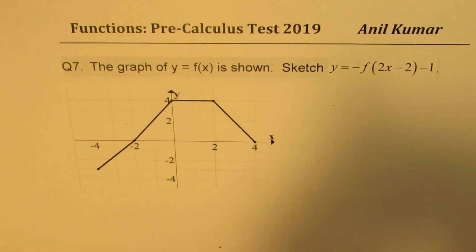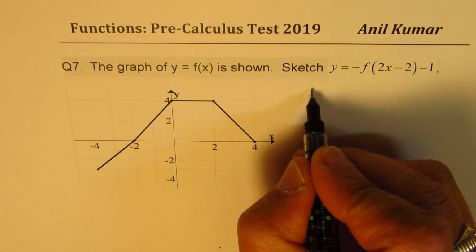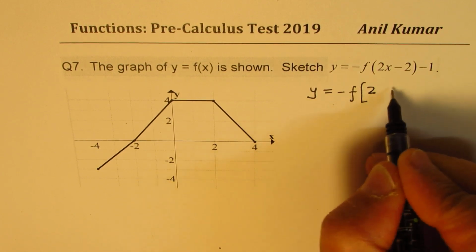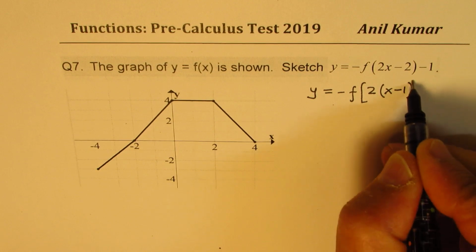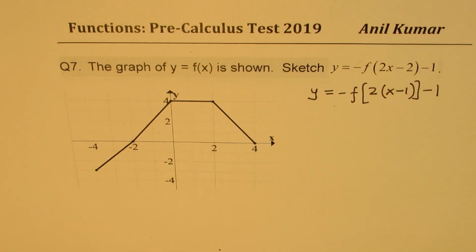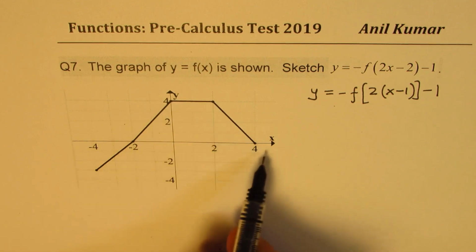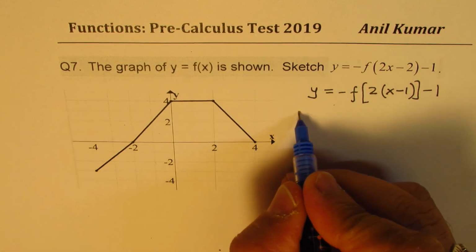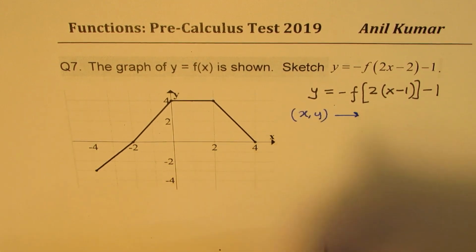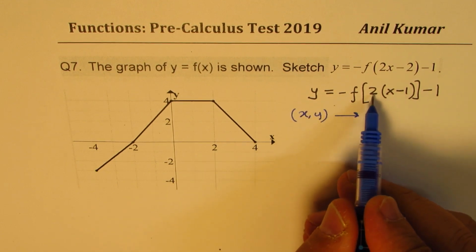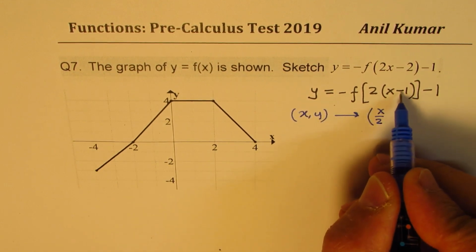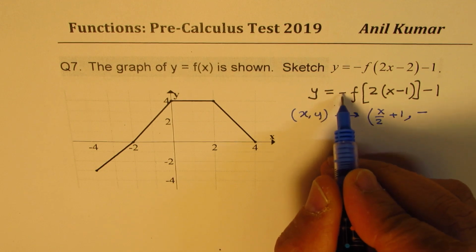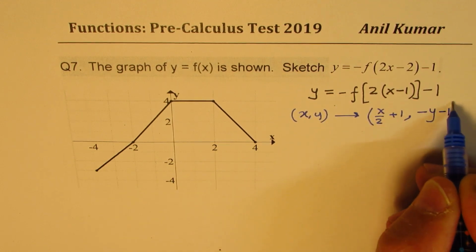But before beginning to sketch, let's rewrite our function. So whenever you have a transformed function like this, it's always important to factor the inside part, right? So we get x minus 1 here, right? Minus 1. So now again, we will find these critical points and transform them using the transformation. The transformation should be: xy will be transformed to, the x values will be divided by 2, so half of x, and move 1 unit to the right, so plus 1. The y values will be reflected on x-axis, so minus y, and this is minus 1, correct?